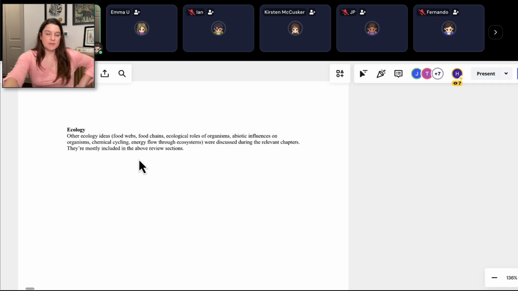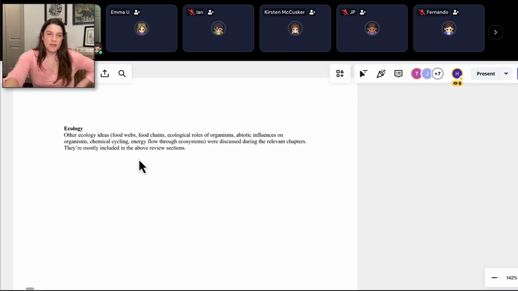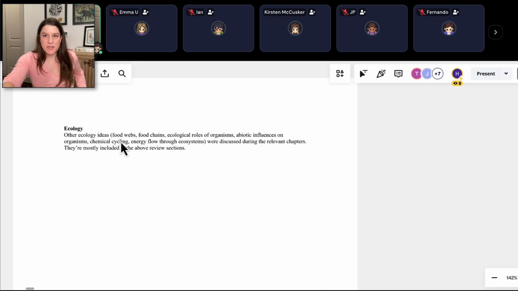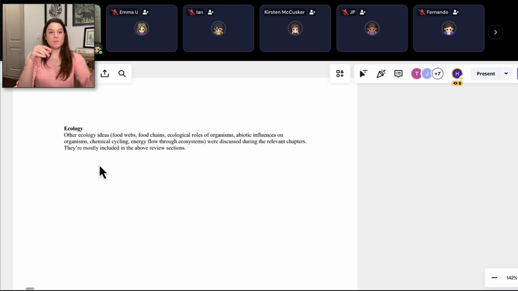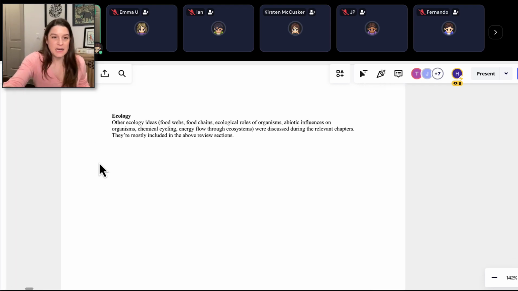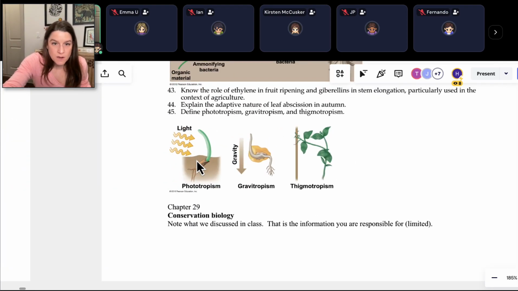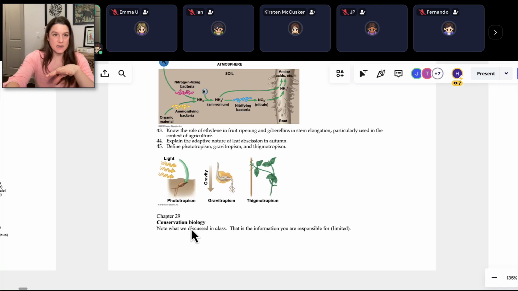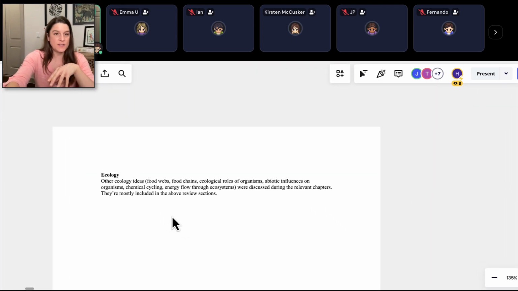Ecology is on the very last page of the PDF. And if you want to come over to me, you can on the board. But the PDF has all the questions or the topics to know. It says ecology, which is what you're talking about here. So the ecology ideas that you need to know are, okay, no worries about conservation biology because I elected not to do that in class. So you don't have to worry about conservation biology.